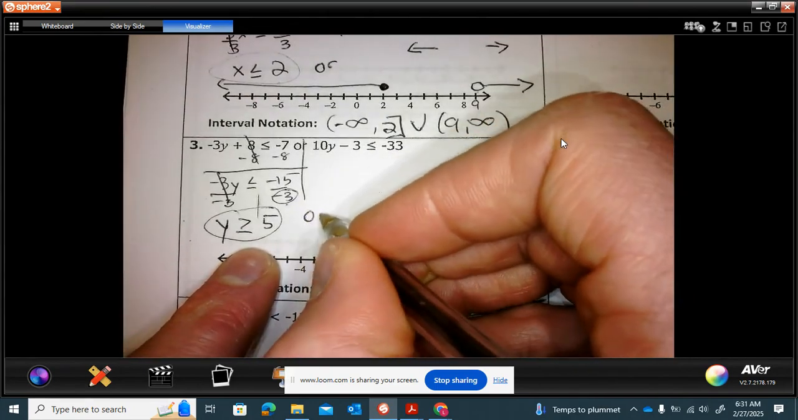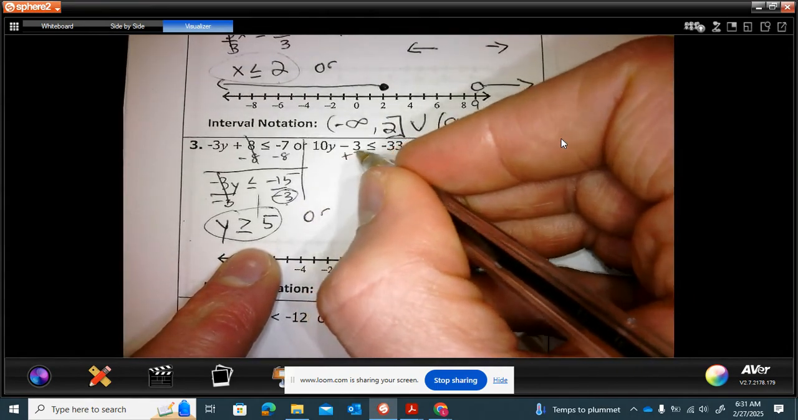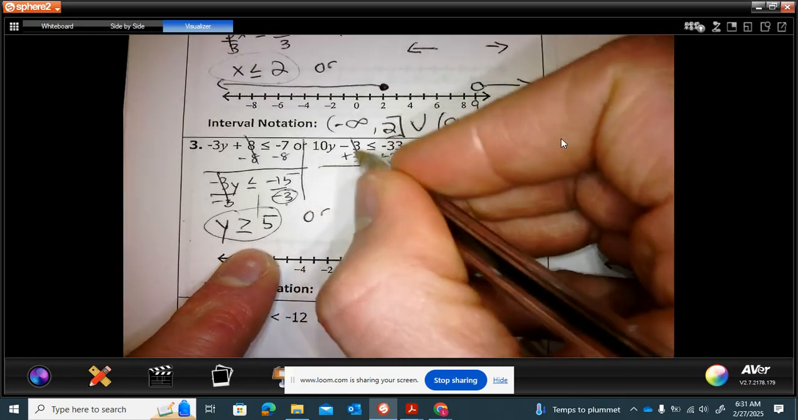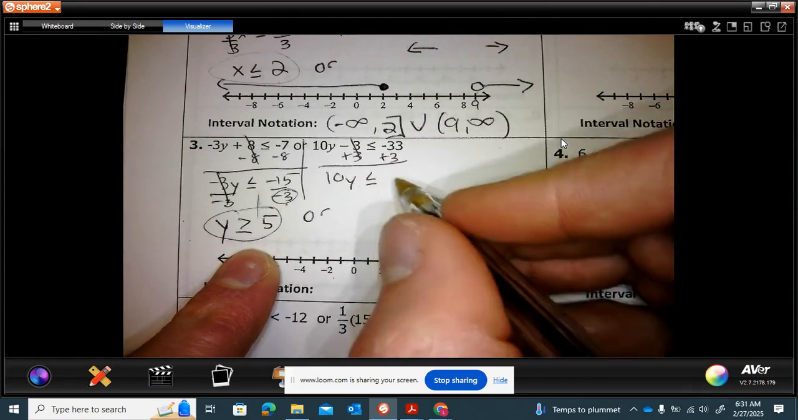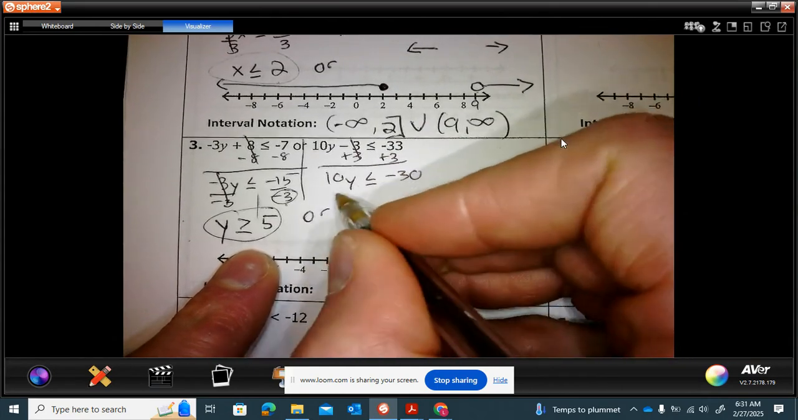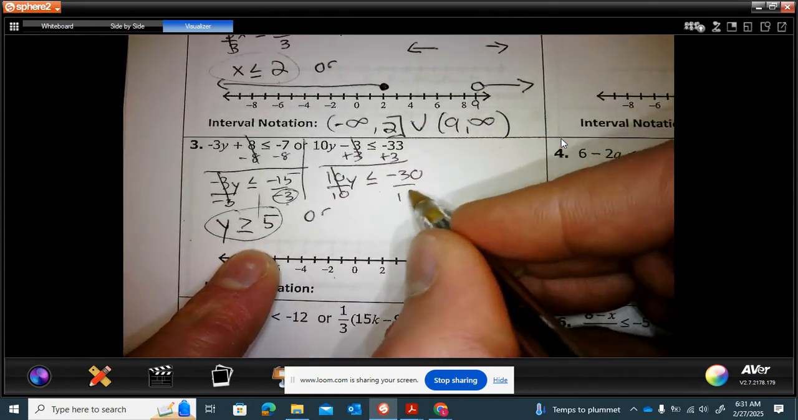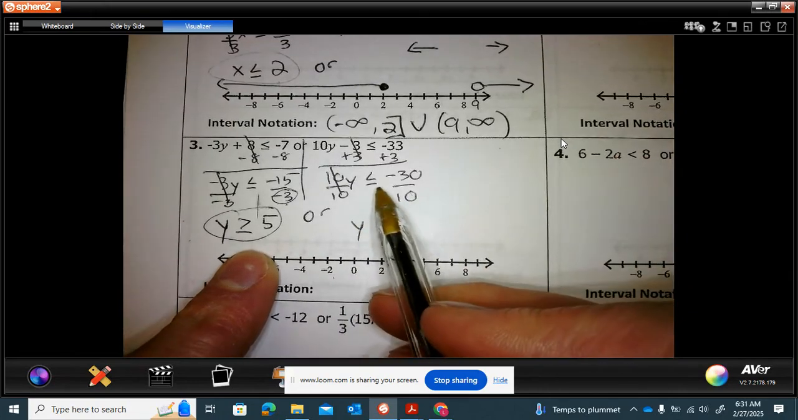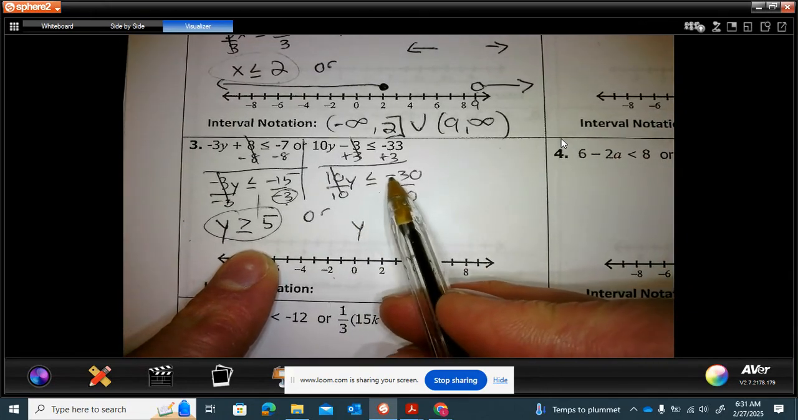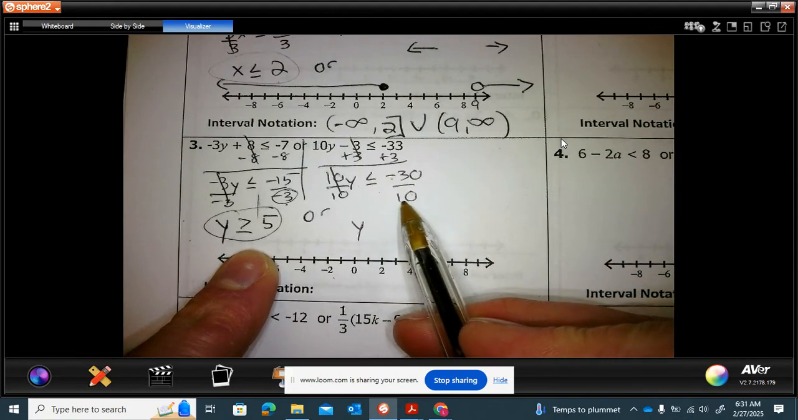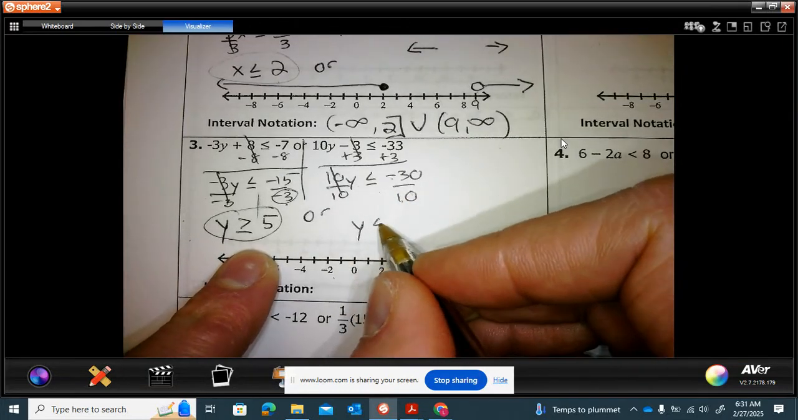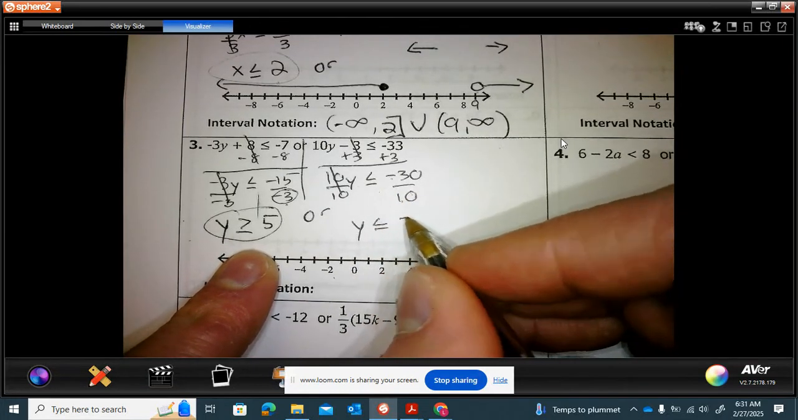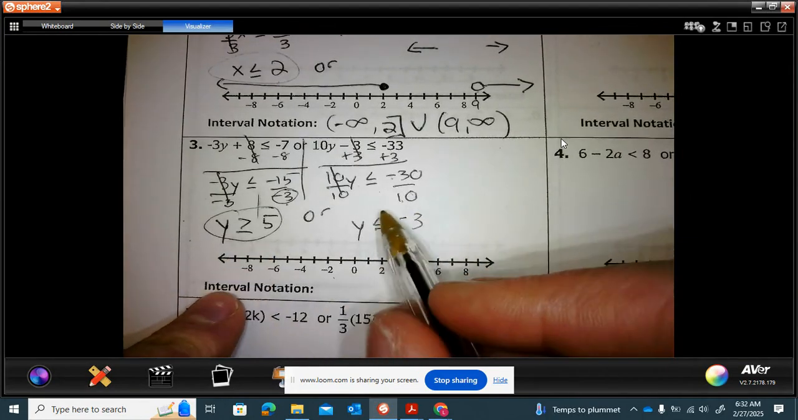You bring down the or, then I'm going to do this one. I'm going to add 3. I'm going to bring down the 10y, less than or equal to. Negative 33 plus 3 is negative 30. I divide by 10. And this time, I do not have to flip the symbol. I know there's a negative right here, but because the negative is not on the bottom, because I'm still dividing by positive 10, I do not have to flip the symbol. So my symbol stays the same, and then that equals negative 3.